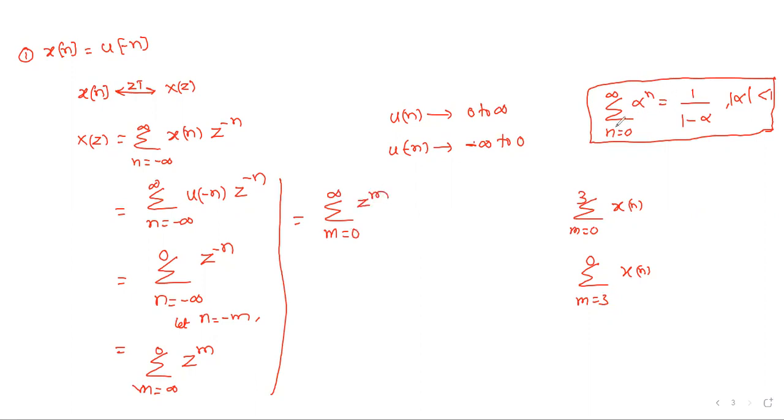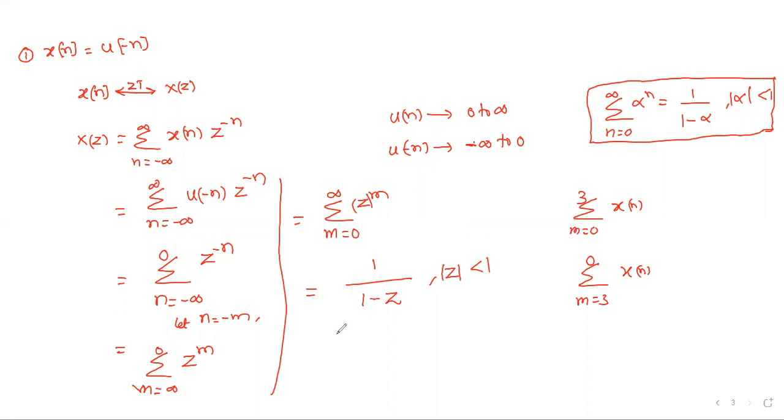What is the formula here? Summation n equal to 0 to infinity alpha power n. What is the formula? 1 by 1 minus alpha. Here I will get 1 by 1 minus z, where z power m, this is the alpha, right? Now what is the z value? Modulus z should be less than 1.